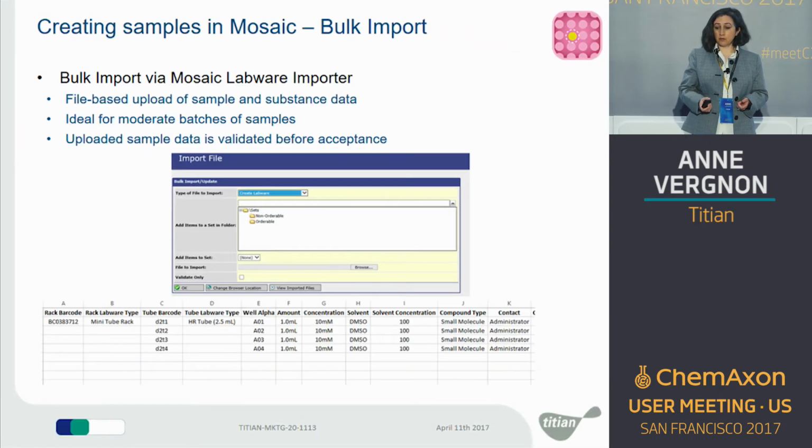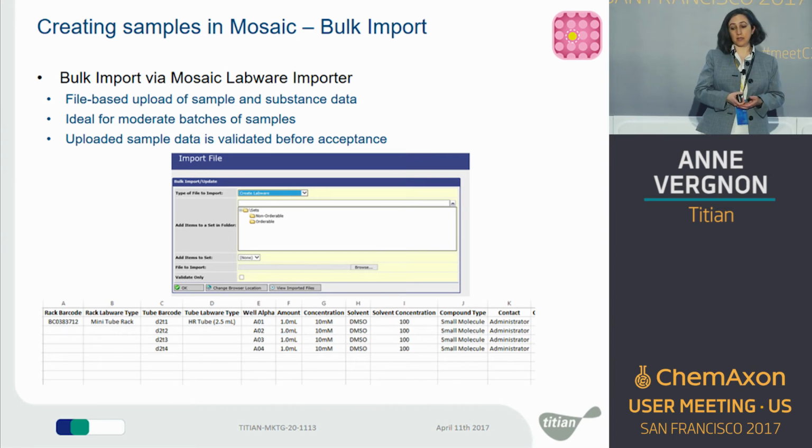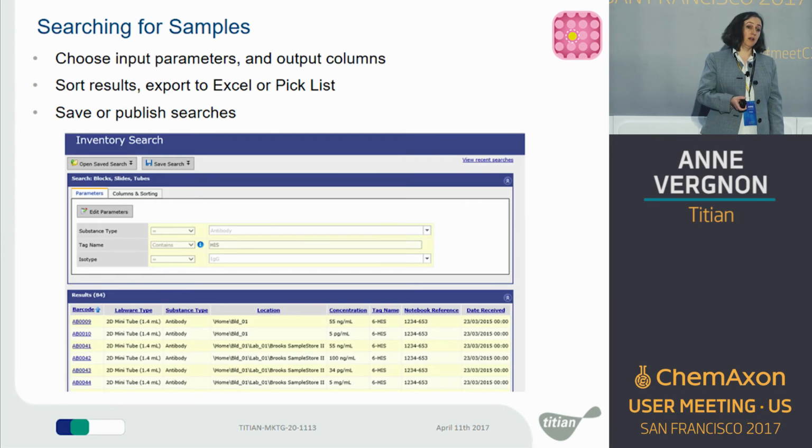Just briefly, I showed you how to create one type of vial, one substance at a time. We also have a bulk import, so you would create a file that has all the information about the container and the substance, and with one import, all these are created in the database. Any property that is tracked in Mosaic can be searched on, including substance properties and container properties, and this is all available on the web interface. And you can export the results directly to Excel or to pick lists, so if those samples are stored in your manual store, you can export them and then pick those samples.